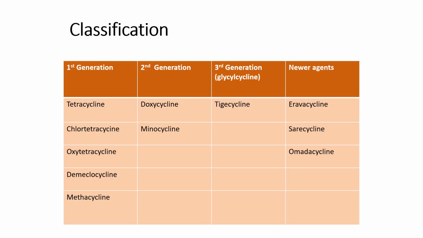So the second way to classify the tetracyclines is according to their generations. In the first generation, the tetracyclines, the chlortetracyclines, the oxytetracycline, and the demeclocycline and methacycline are included, whereas in the second generation, we have the doxycycline and minocycline. The third generation, as I told you before, includes tigecycline, which was discovered in 2005, whereas the newer agents that were made in 2018 were eravacycline, sarecycline, and omadacycline.